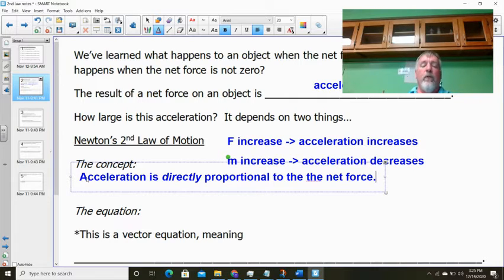Let's think about that a moment. If the force is zero, we're not going to have any acceleration. If we have a little bit of force, we have a little bit of acceleration. We have more force, we have more acceleration. So there's a relationship there. They both increase together.